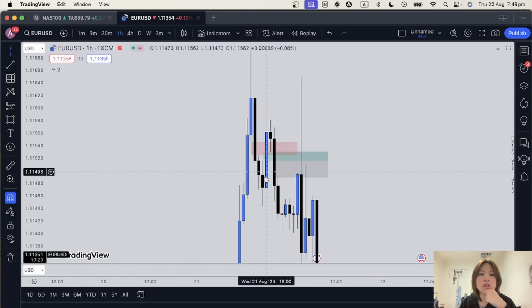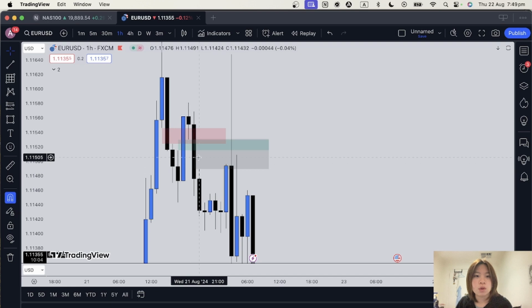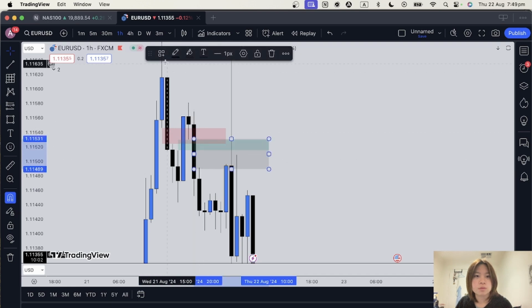No, because this fair value gap didn't close above this high. If this move closed all the way above that high and created a market structure shift, then this would be a strong fair value gap. Then we would expect the trend to continue upwards. Then we got this bearish one right here.